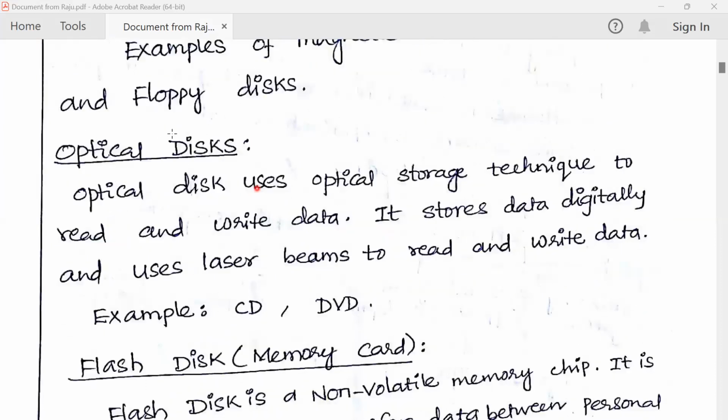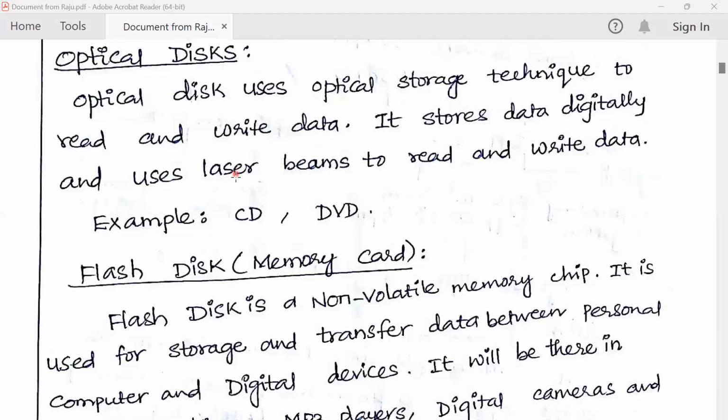Now, what is meant by optical disk? Optical disks we use daily in our day-to-day life. In the olden days, we were using CDs and DVDs. Optical disks use an optical storage technique to read and write the data. Optical storage disks are used to store, read, and write the data. It stores the data digitally and uses laser beams to read and write the data. The examples of optical discs are CD and DVD.